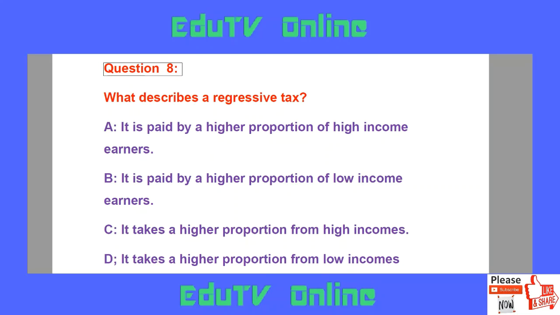Question 8. What describes a regressive tax? A. It is paid by a higher proportion of high-income earners. B. It is paid by a higher proportion of low-income earners. C. It takes a higher proportion from high incomes. D. It takes a higher proportion from low incomes. Answer. D. It takes a higher proportion from low incomes.